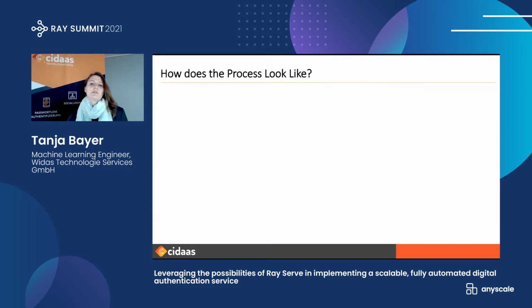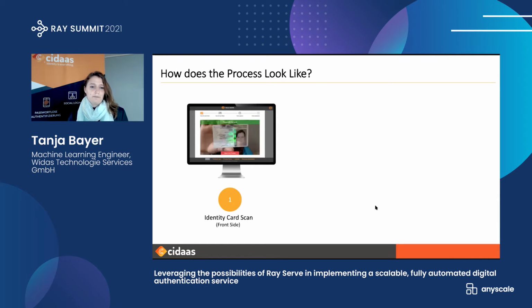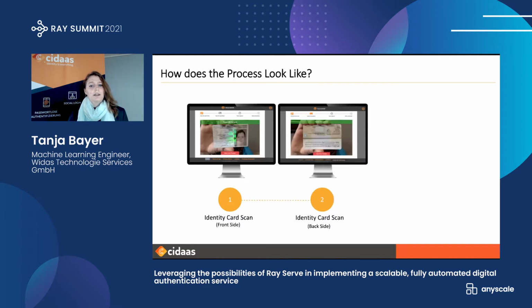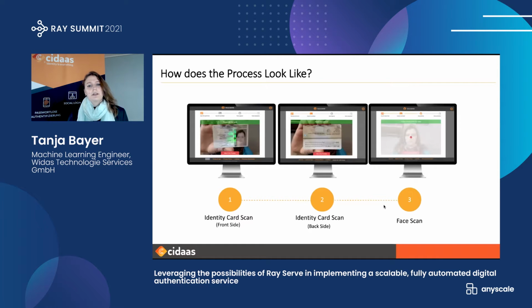So what does the process look like? When you want to register for your online bank account, you get redirected to our system, and the system asks you to show the front side of your identity card to the camera. You need to tilt your identity card so that optical variable security features become visible. Afterwards, you're asked to rotate the card and show the backside of the ID card. And in the last step, you need to interact with the system while your face is being recorded to make sure that really a live human being is interacting with the system.